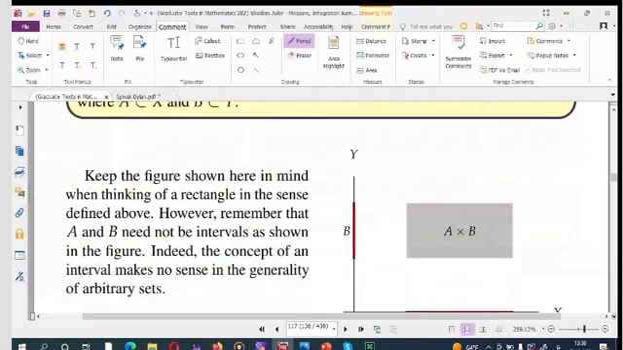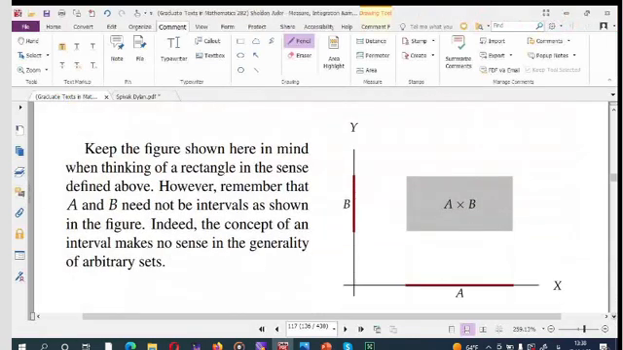We see the definition of rectangle in this figure. If A is any subset of X and B is any subset of Y, this is a rectangle in X multiplied by Y. This is our rectangle.